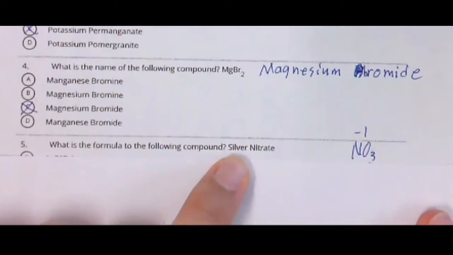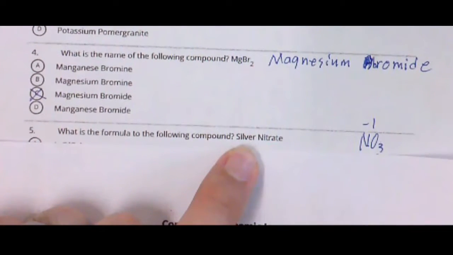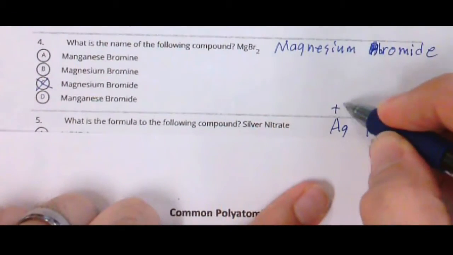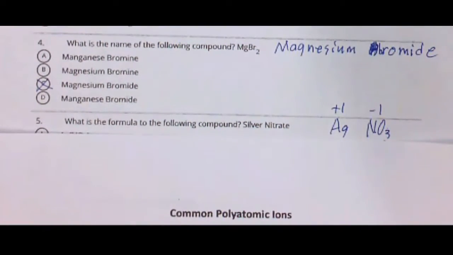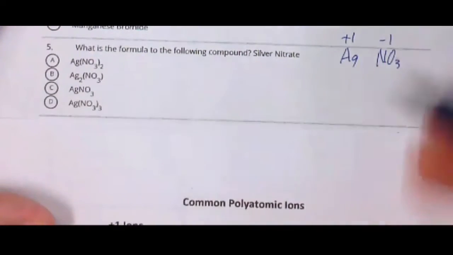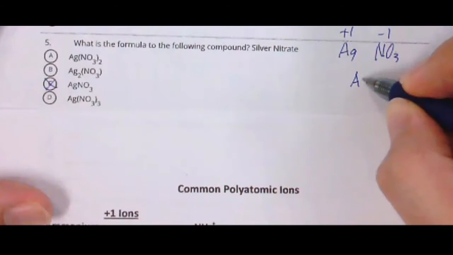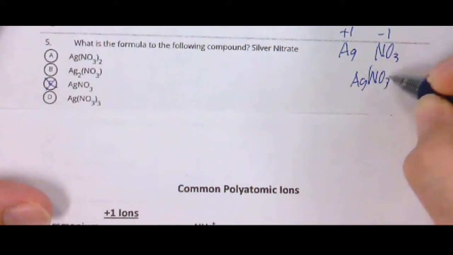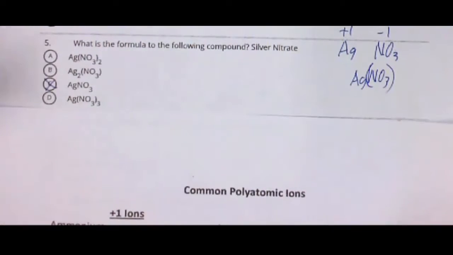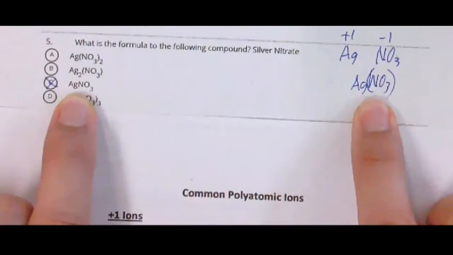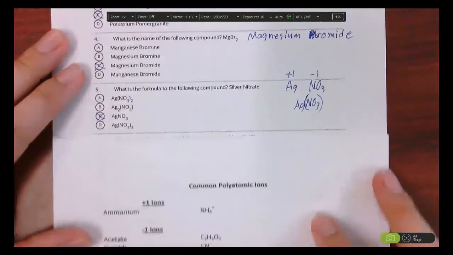All right, but silver, is that a transition? Well, it is a transition, but does it get a Roman numeral? No, he's one of those exceptions, because what is his charge always going to be? +1. Crisscross, 1-to-1 ratio, you should just get regular old AgNO3. You could put parentheses around it when you crisscross, but they didn't have that option. Either one would be correct. I will never put both of those choices down and make you choose.